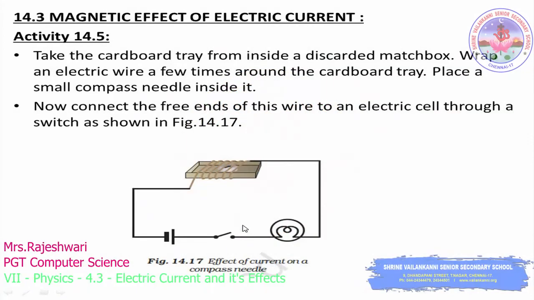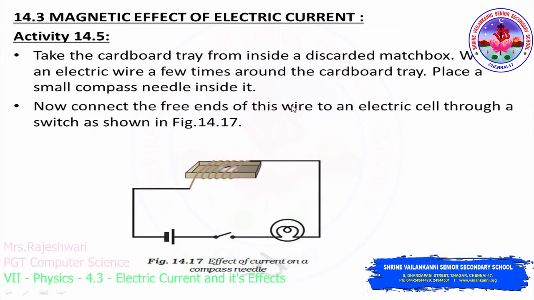Hello students, in today's class we are going to discuss the magnetic effect of electric current. In the previous class we discussed the heating effect of electric current, right? We discussed many activities and examples like the electric heater, electric cooker, MCBs and fuses which we use in buildings as safety devices. We discussed so many examples relevant to the heating effects.